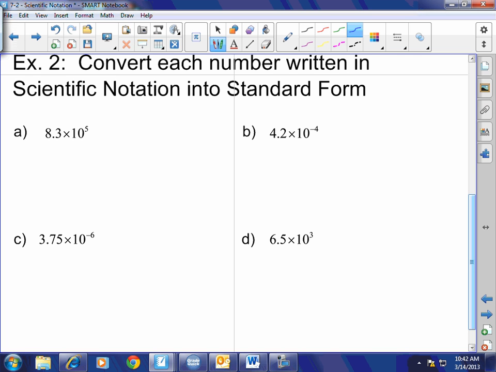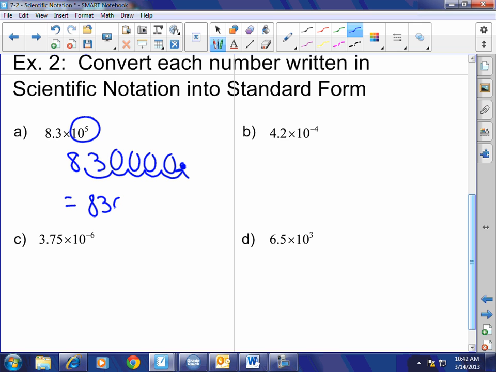What I do here is, okay, first of all, I got 10 to the 5th, so am I going to move to the right or to the left? Okay, so I have 8.3, and you're going to go 1, 2, 3, 4, 5 to the right. I put an arrow so that I know that's where my decimal is, and then I fill in the baskets. And then I rewrite it nice and legible. 830,000. That's going to be my answer.